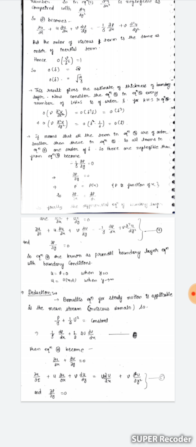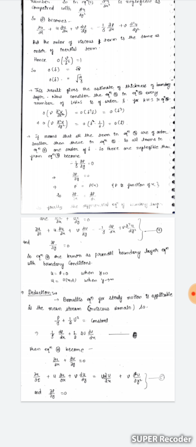So in equation 2, del square u by del x square is negligible as compared with del square u by del y square. So our equation becomes del u by del t plus u del u by del x plus v del u by del y is equal to minus 1 upon rho del p by del x plus nu del square u by del y square. The order of the viscous term is the same as the order of the inertial term. So this result gives the estimate of the thickness of the boundary layer.